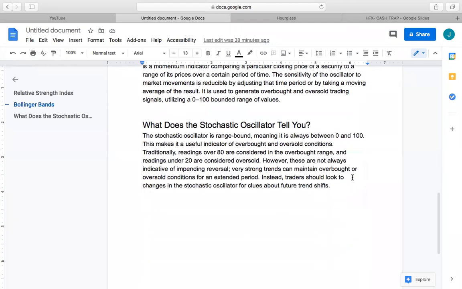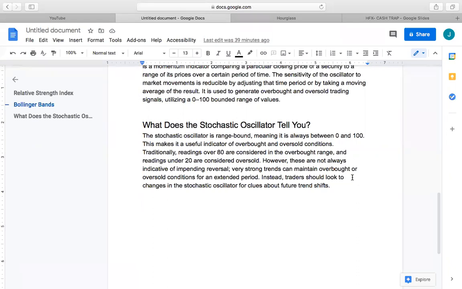What does the stochastic oscillator tell you? The stochastic oscillator is range bound, meaning it is always between 0 and 100. This makes it a useful indicator of overbought and oversold conditions. Traditionally, readings over 80 are considered in the overbought range, and readings under 20 are considered oversold. However, these are not always indicative of impending reversals. I just read to you the pros.